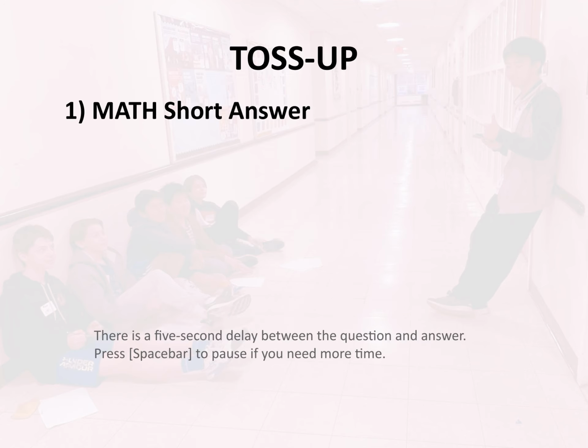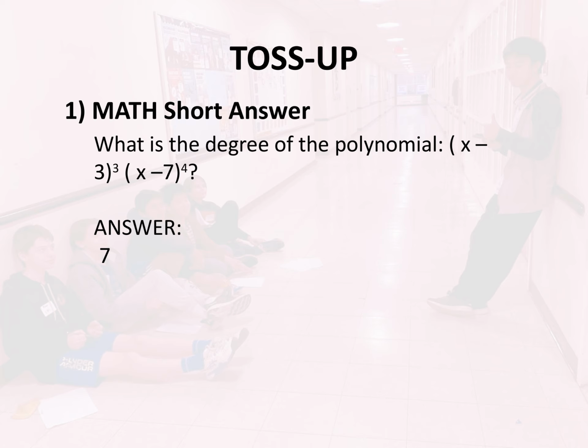Toss-up 1. Math. Short answer. What is the degree of the polynomial (x - 3)^3 times (x - 7)^4? Answer, 7.